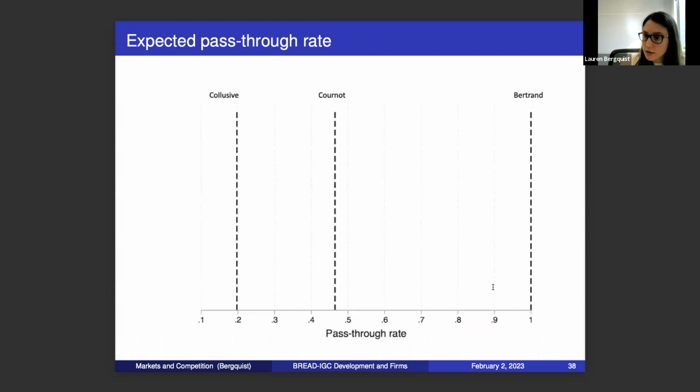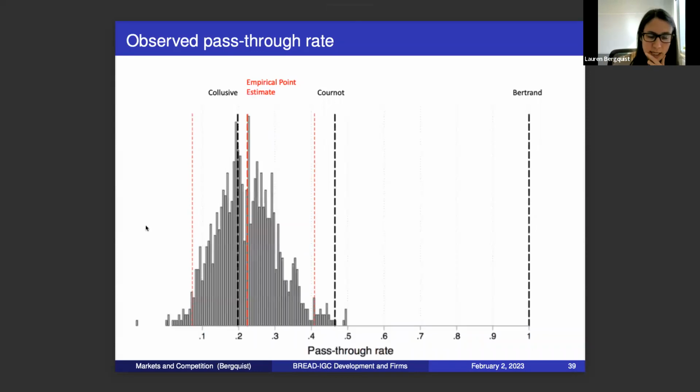So our predictions, given our estimate of demand curvature, is that if markets are Bertrand, right, we should see 100% pass-through. If they're acting Cournot competitive, given the distribution of the number of traders, we should see on average a 46% pass-through. And if they're collusive, we should see almost a 20% pass-through. Okay. So those are the benchmarks. We want to now compare this to what we actually observe empirically as the pass-through rate. Okay. And so here's what we found.